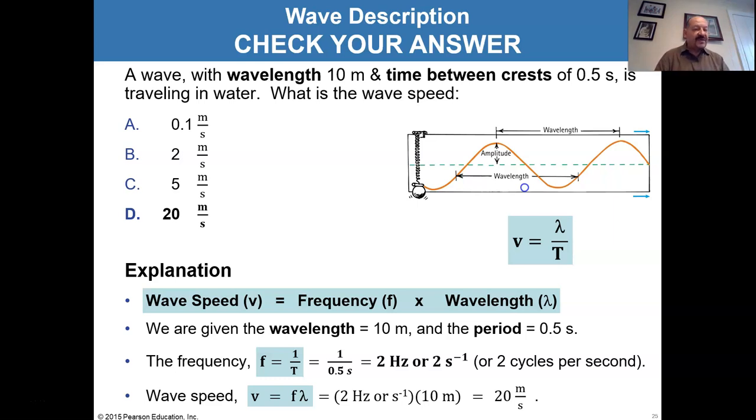The first way that we did is the way you might want to think about it in order to get frequency, but the second way is to get the answer quicker.